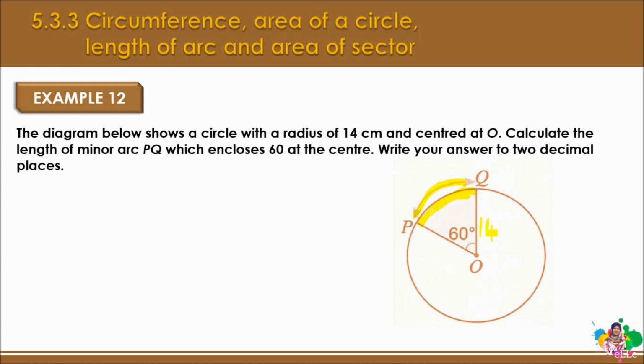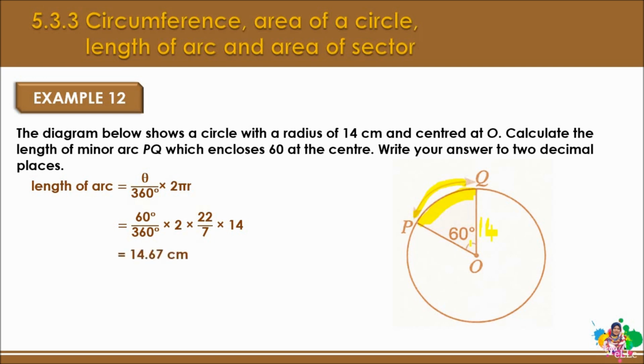So you want to know the length of minor arc PQ. By using the formula theta over 360 times 2 pi r, you substitute the value of theta, 60 degrees. PQ encloses 60 degrees at the center. So you get 14.67, because you have to write your answer to 2 decimal places.